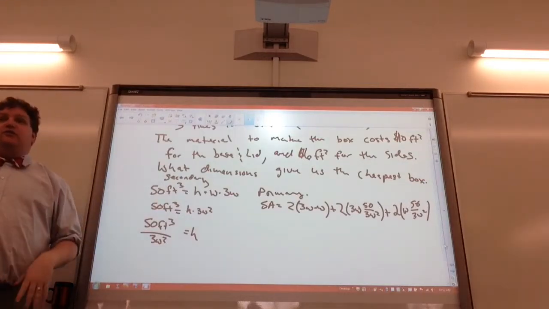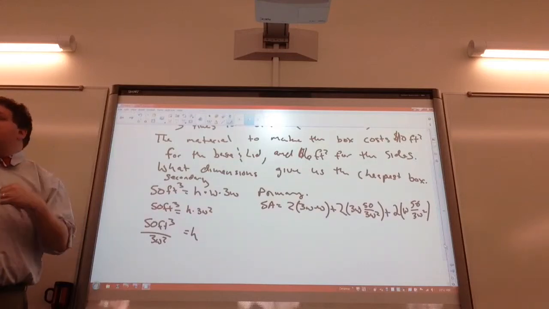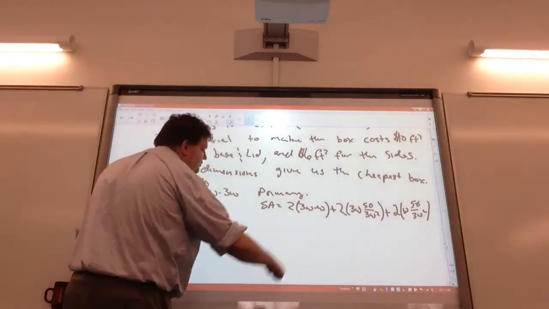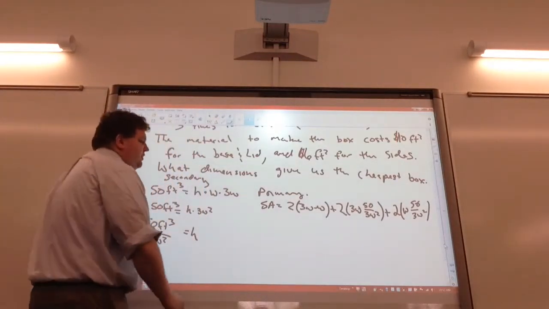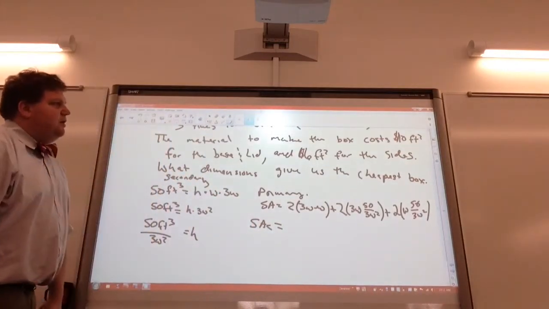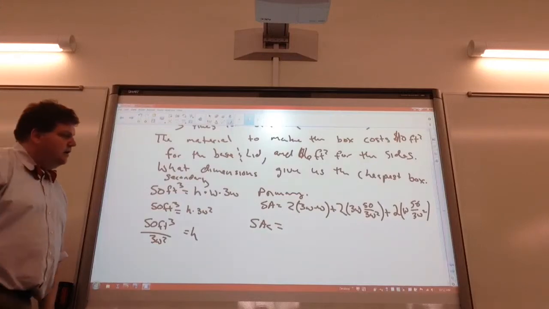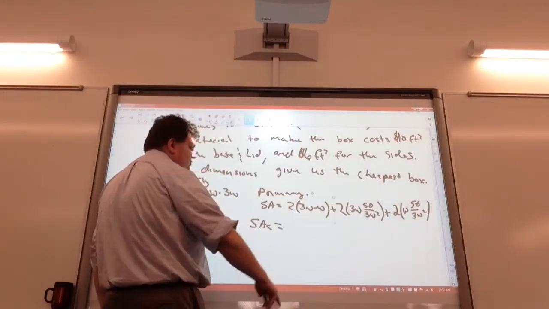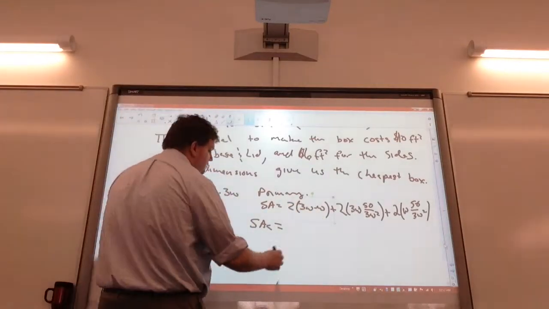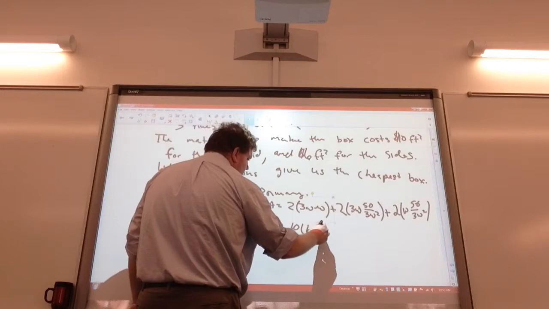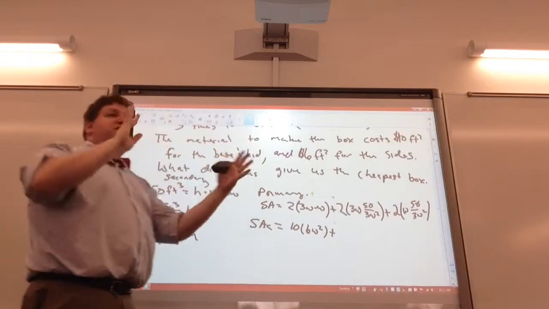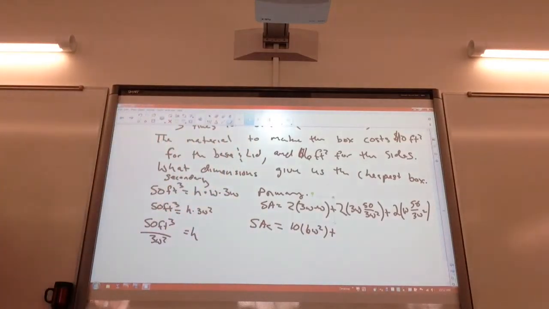Actually, we're not interested in what the surface area comes out to be, but what the cost of the surface area is. So I'm going to use the same exact equation, but add in the costs. I'm going to call it surface area cost. The base costs $10 per square foot to make. So I'm going to take the base here, which comes out to be 6W squared, and multiply it by 10. So it would be 10 times 6W squared. Plus, now the lateral sides each cost $6 to make those sides.